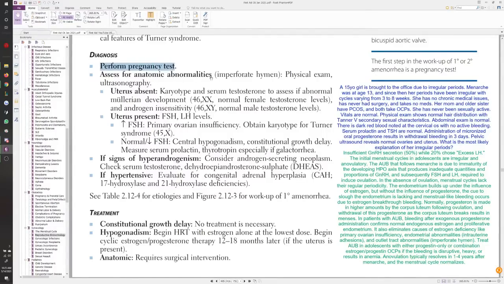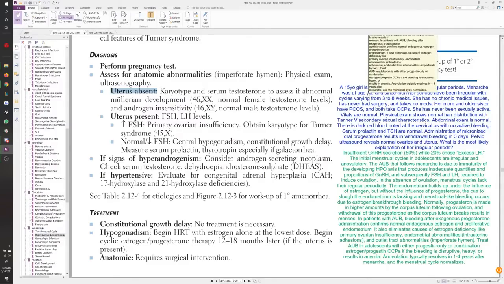Assess for anatomic abnormalities now, right? Check if there's something physically wrong. Physical exam, ultrasonography, right? If the uterus is absent, then it's not a girl. Now, this is a really difficult topic. So in STEP, oftentimes what will happen is they'll tell you, hey, you have this girl as a patient. You know, they literally might start a question like this: a 15-year-old girl is brought for blah blah blah, and then it turns out it's not a girl, it's a guy, right?